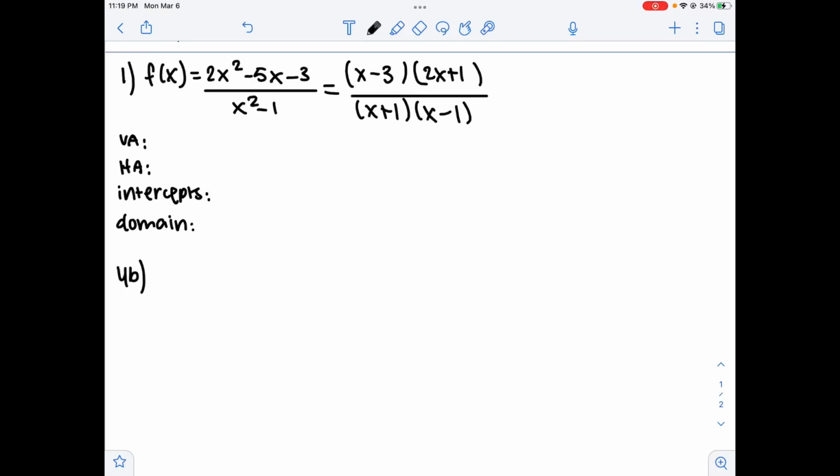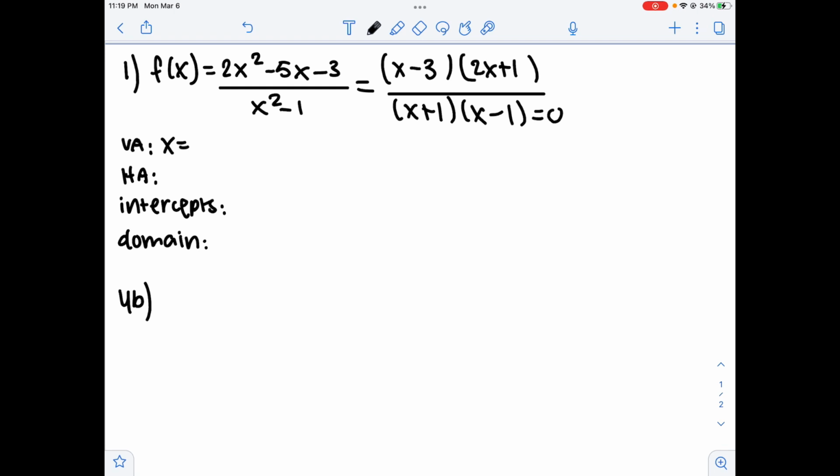Okay, for number one, this is our starting equation. I have it simplified out further just to make it easier. So for our vertical asymptotes, what we're going to do is set the denominator equal to 0. So when we do that, we get x equals -1 and x equals 1.